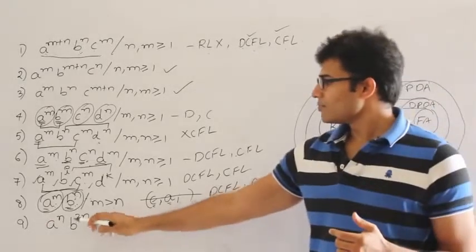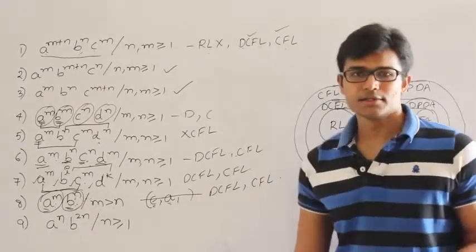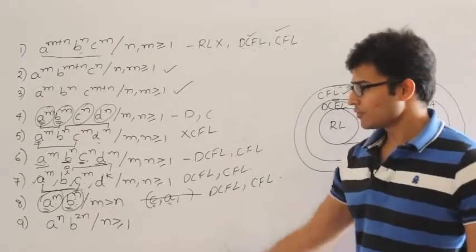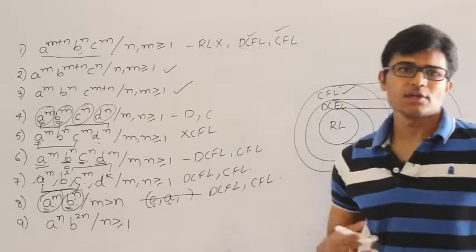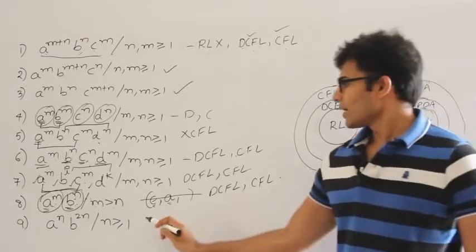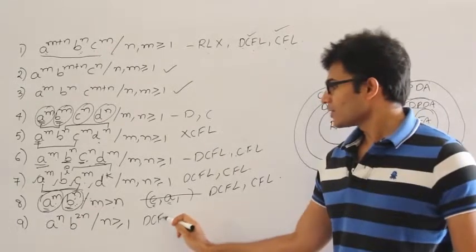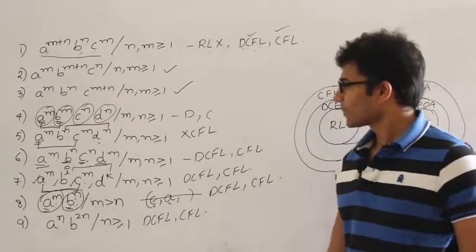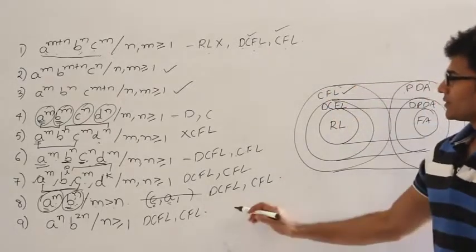And a power n b power 2n, we have already seen it, right? So we have already constructed a deterministic pushdown automaton. How? For every a you push two b's, and for every b you pop a. Therefore the language is a deterministic context free language, and by extension context free language. Okay, so we shall see more examples.